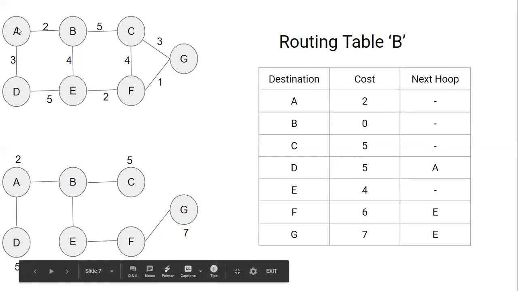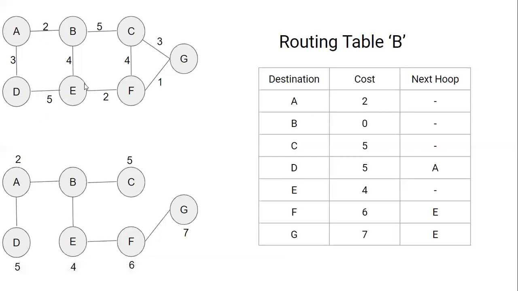Okay. Now I have completed A, B, C, D. Now E I have to travel. So how many ways are there to travel from B to E?